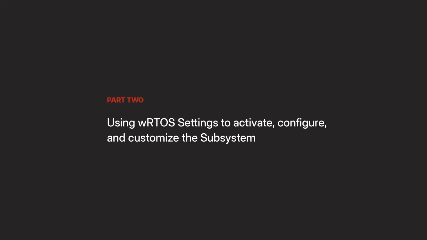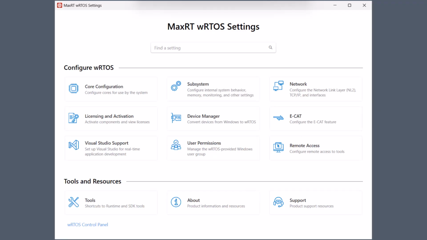The wRTOS settings tool allows you to activate product components, set the wRTOS boot configuration, and configure default behavior for the real-time subsystem, real-time applications, networking, and other product features. You can also access wRTOS tools and resources.